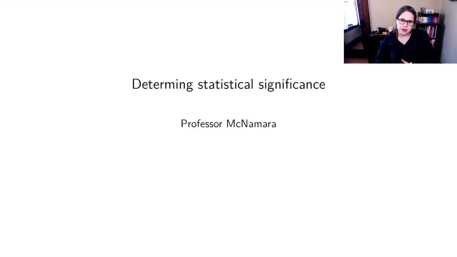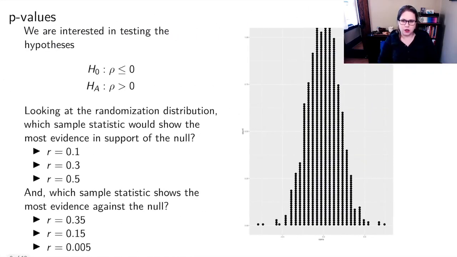So we've talked in a casual way about small p-values and large p-values, but now we're going to start getting more formal about determining statistical significance. So let's just start by looking at this randomization distribution. And this randomization distribution is about a correlation.